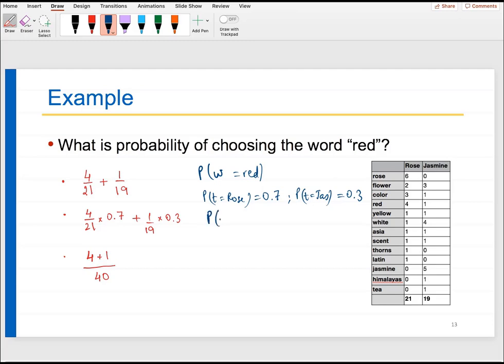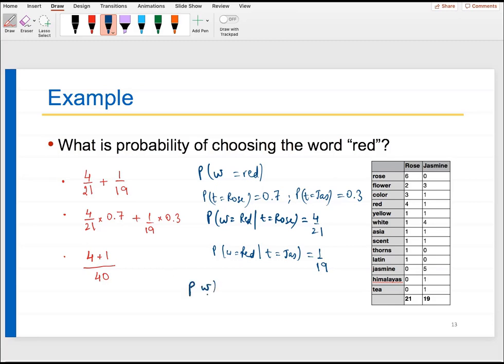What else do I know about red, let us say? Probability that word is red given topic is rose is equal to 4 by 21. Probability that word is red given the topic is jasmine is equal to 1 by 19. Okay. Now I want to find probability of W is equal to red. What should I do?